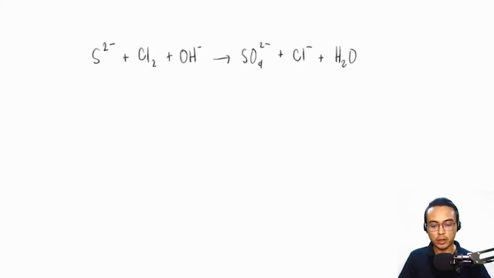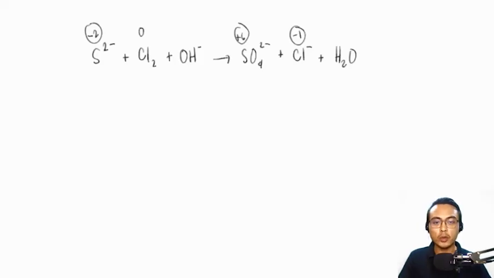For sulfur on the reactant side, we have negative 2. For the sulfur on the product side, we have positive 6 coming from the sulfate. This is just the same as the one we have solved earlier. For chlorine, it's 0 on the reactant side because it's a free element. On the product side, it's negative 1 because it's present as chloride.